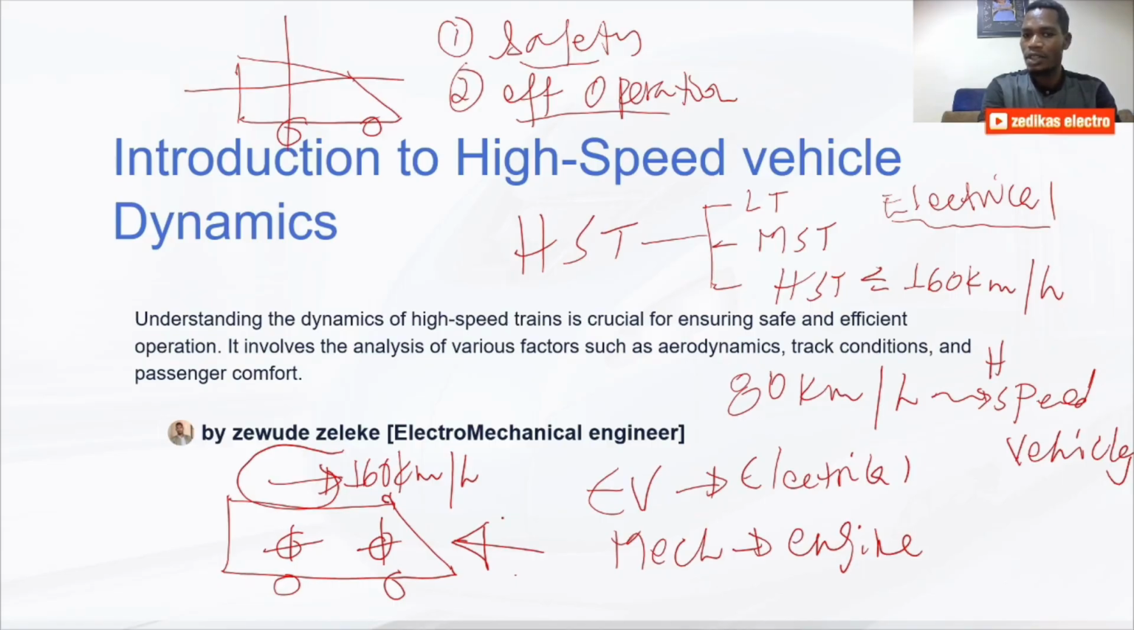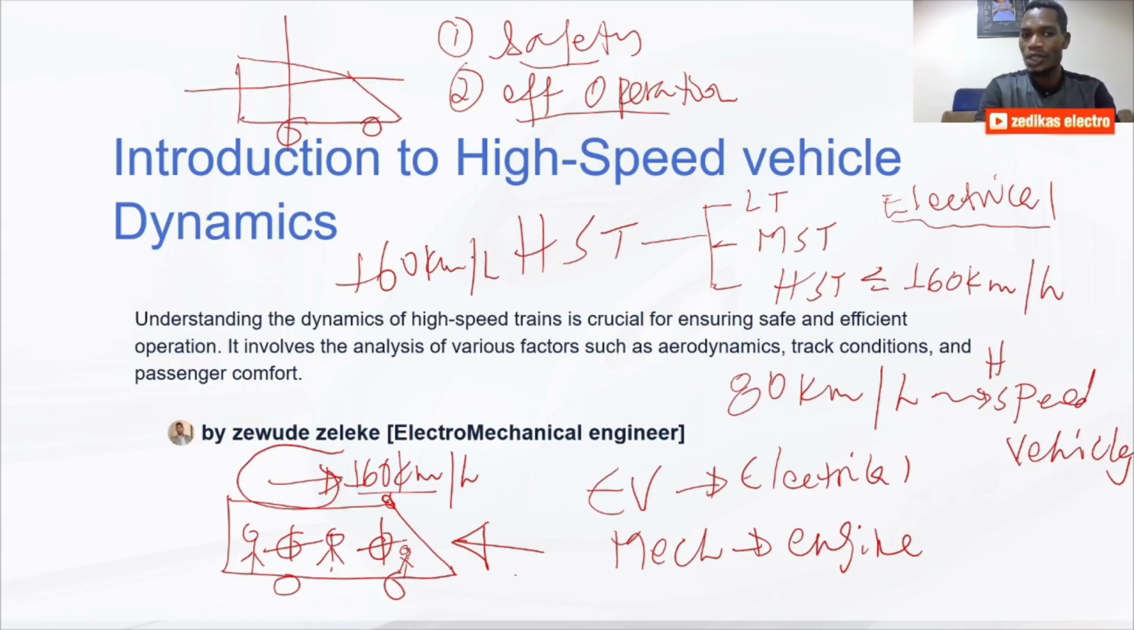The second one is what I mentioned: the track condition or the vehicle condition, the vehicle mechanical design. And the other thing is the passengers' comfort. So this is a vehicle, and inside the vehicle we have passengers. Those passengers must feel comfortable with this speed, with 160 km per hour and above. The passengers must feel comfortable.